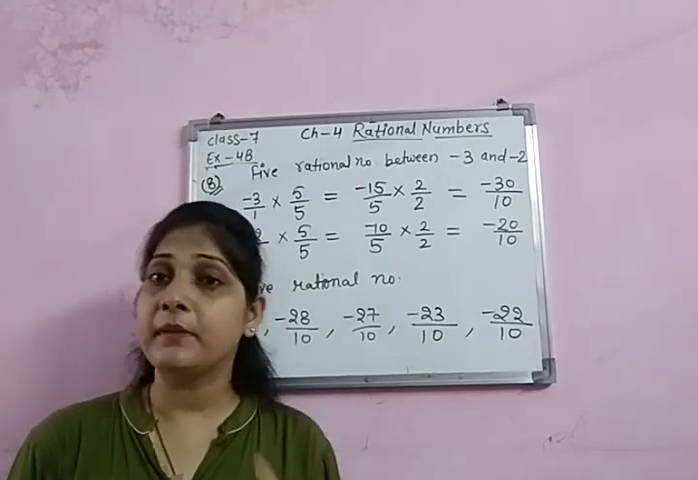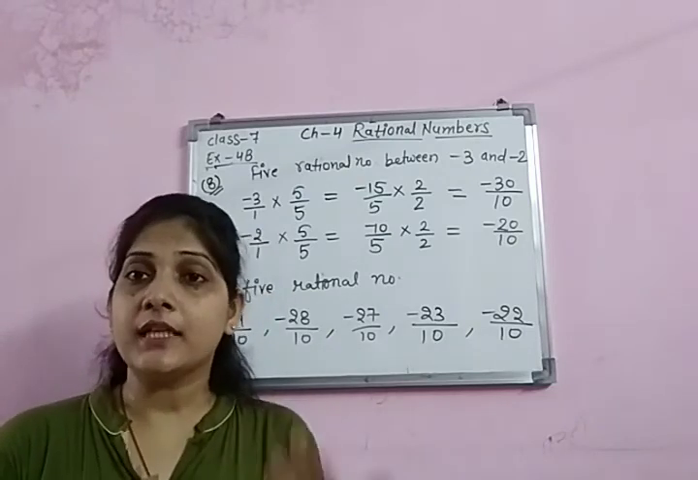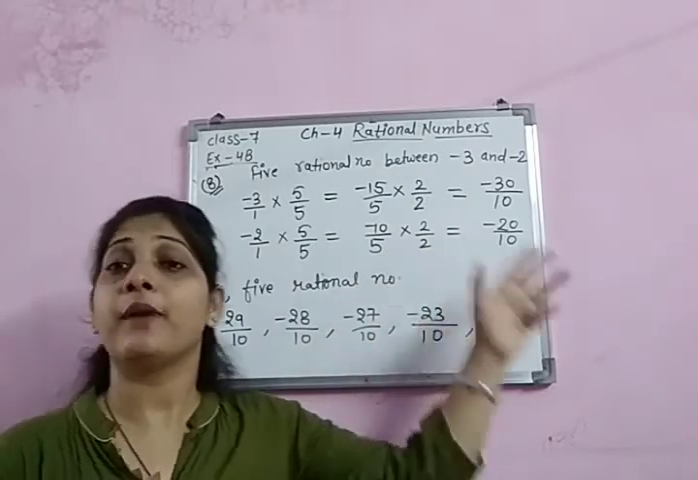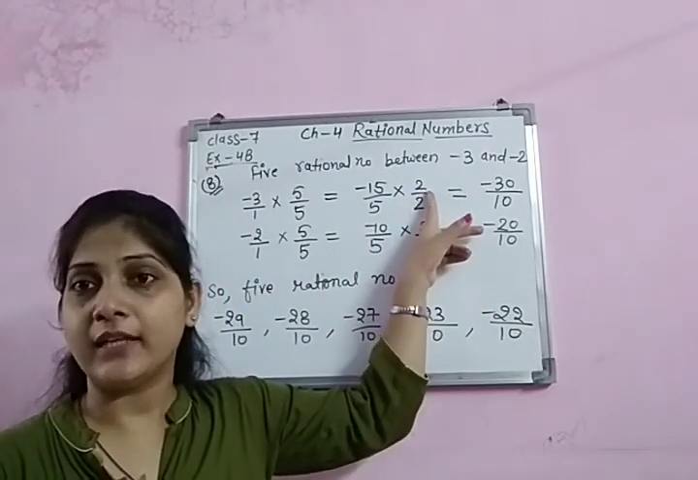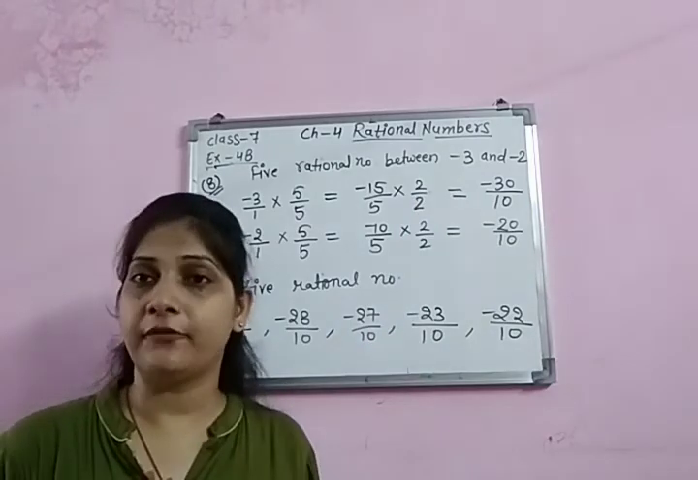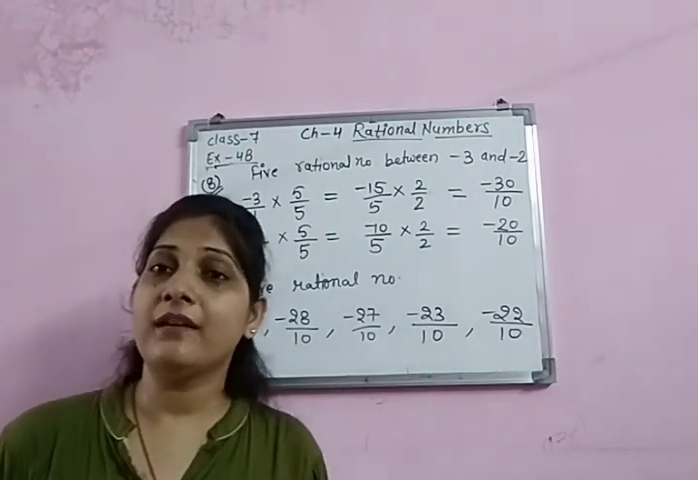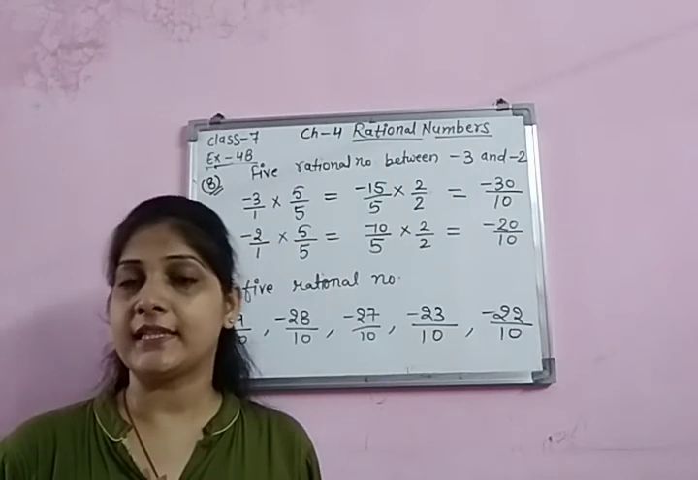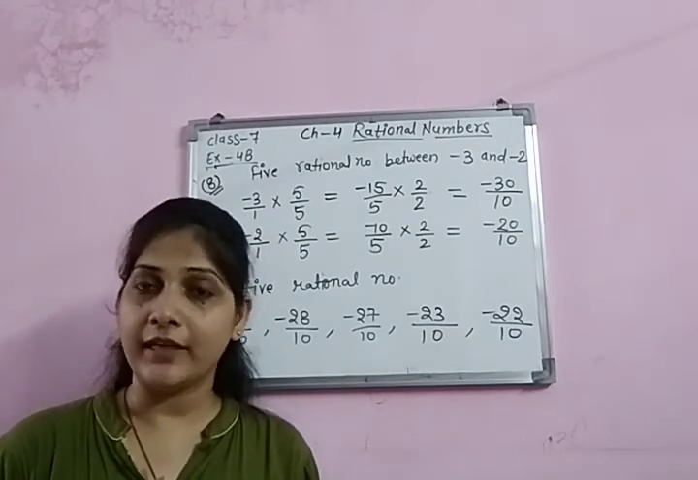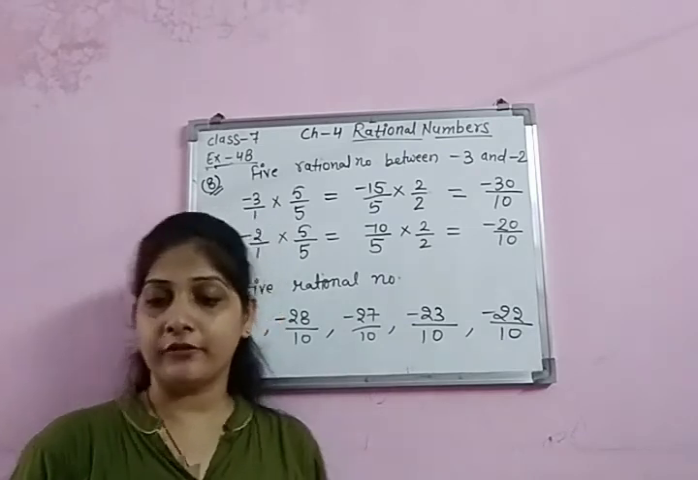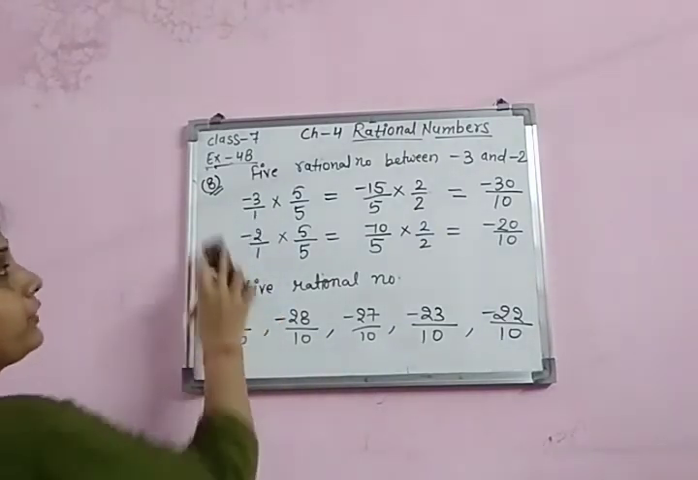Now the answer can be different, children, because it's up to you by which number you are multiplying. Suppose any student is multiplying by 3, so their answer will be different. So don't panic, because the answer can be different in this type of question. But the procedure must be correct. Now one more question of this type. The same procedure.